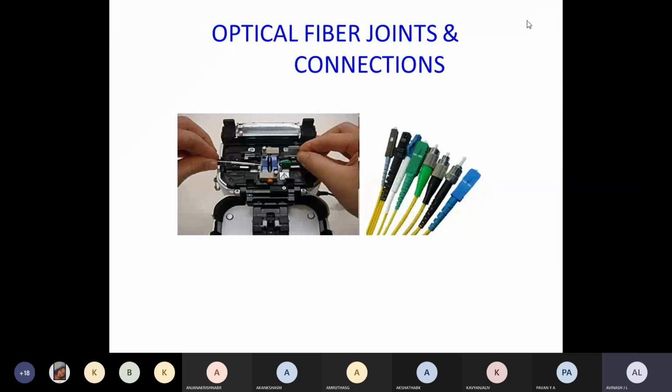Okay. So today in class we shall start the last topic, that is the last part of module number 2, optical fiber joints and connectors. So in this particular diagram, I can see how optical fiber joints and connectors will be looking.